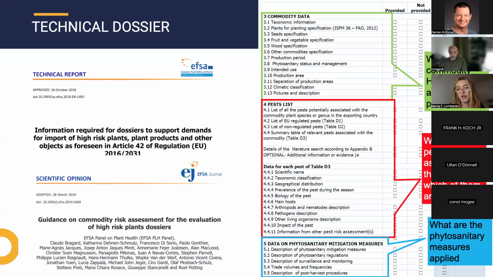And they should point out those pests that might be relevant for the evaluation. The third part, instead, is about the phytosanitary measures applied by the third country to avoid the spread of certain pests and to ensure a correct management inside the nursery.